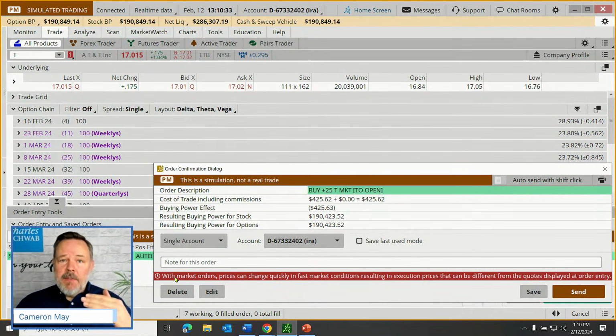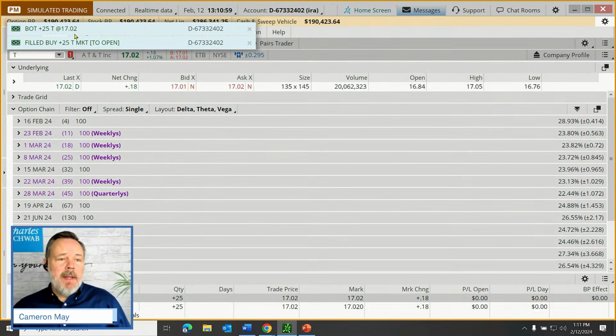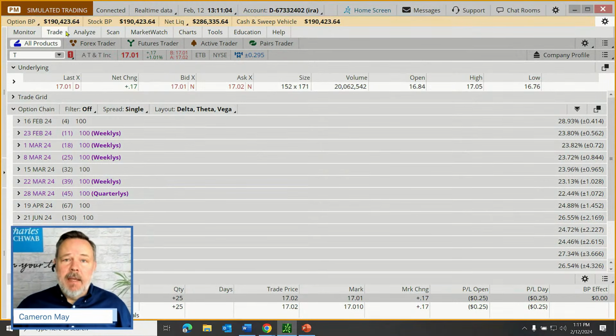And there's a reminder down here. If there are important reminders when entering orders, they'll be down at the bottom. And it says, in this case, with market orders, which is what we're doing, prices can change quickly in fast market conditions, resulting in execution prices that can be different from the quotes displayed at order entry. What that means is, even if the price is around 17 bucks, it doesn't mean we're getting exactly $17 or $17.01. If the price moves, we may pay more. If it drops, we may pay less. Let's send that order. And if we look up here, we now just bought 25 shares of AT&T.